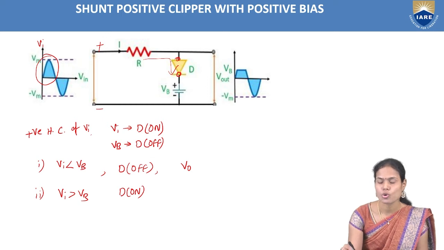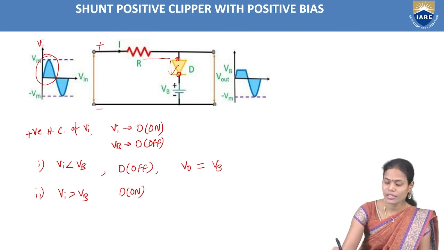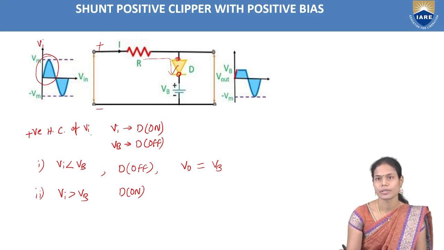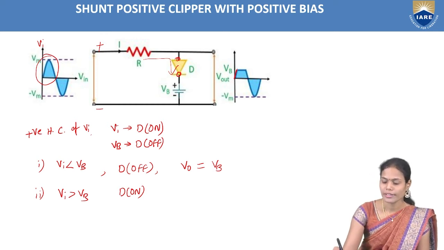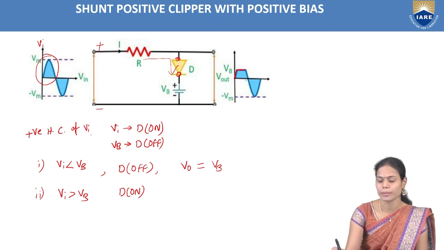Total voltage is dropping across the open circuited diode. So that's why my output voltage in this case is the battery voltage I am providing to the circuit, that is VB. The output voltage is VB. So when VI is less than VB, my output is VB, and it will maintain the VB voltage till VI is less than VB.